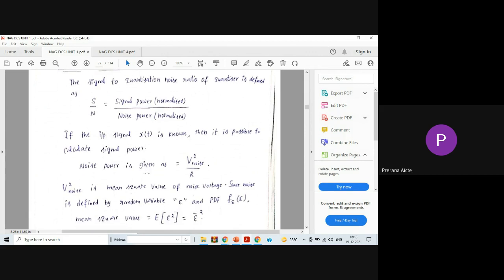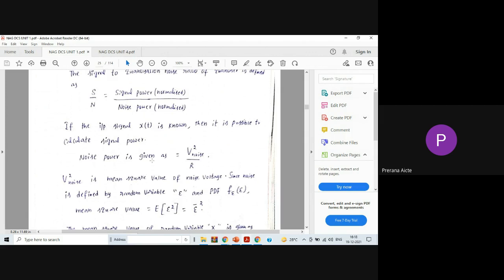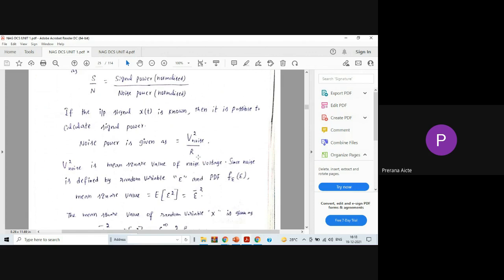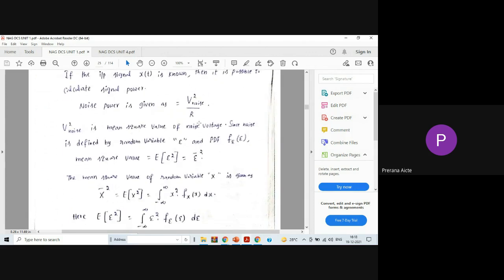Let's assume the noise power is given by, what is the formula? P equal to V square by R, right? Where V is nothing but voltage. So what is that voltage here? V square noise is the mean square value of the noise voltage.